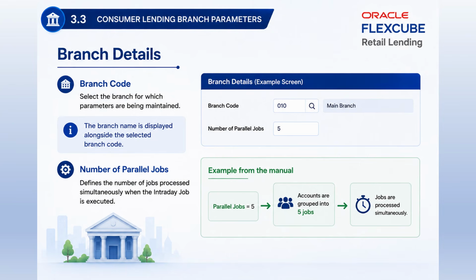Let's start with branch details. First, we select the branch for which the parameters are being maintained.